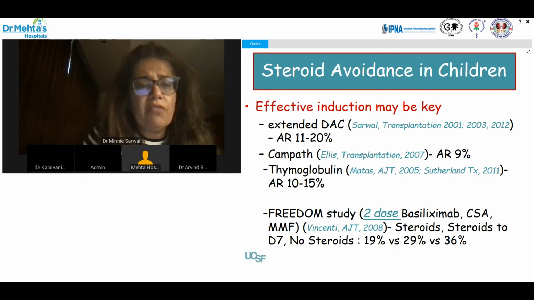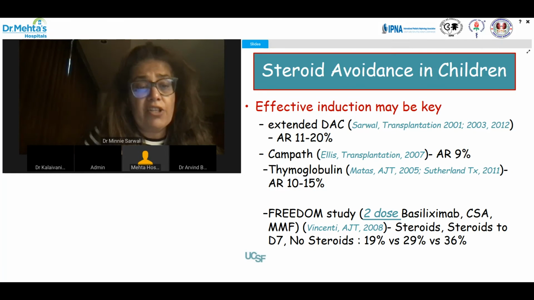So steroid avoidance in children, just to summarize, I think it is completely possible. It was effective with Occlusa. It is also effective with short-dose thymoglobulin. The very important take-home message is that effective induction is key. So as we talk about in which cases it has been successful, it's been successful with extended Occlusa, not with the 2 months, but the 6 months.